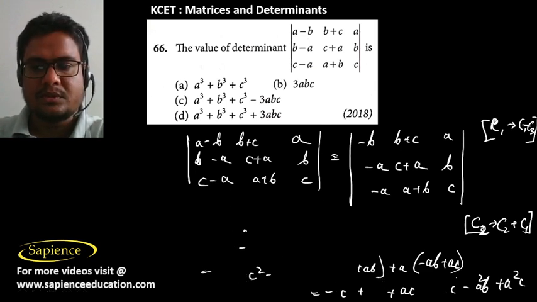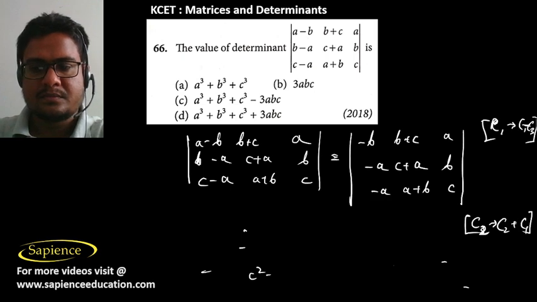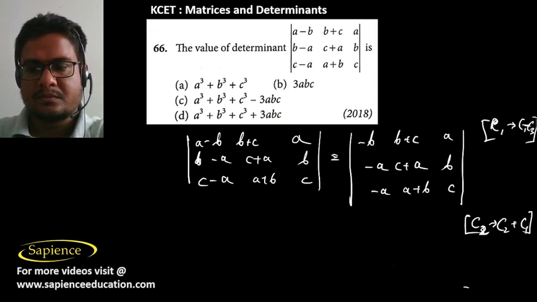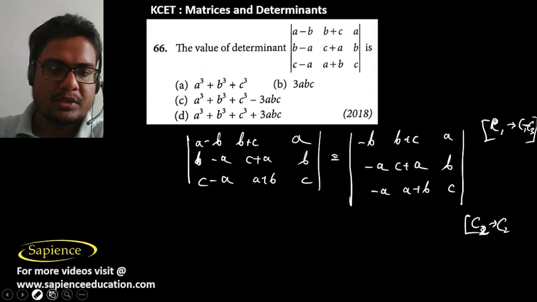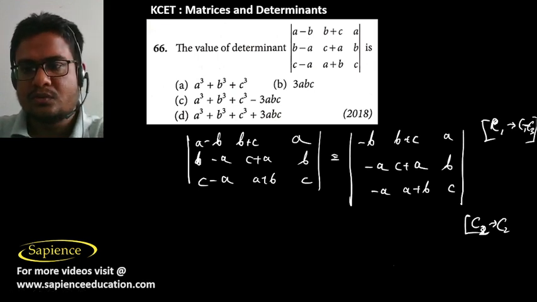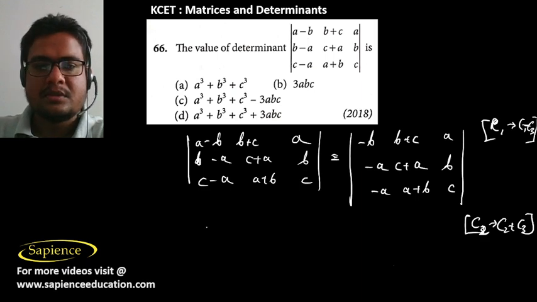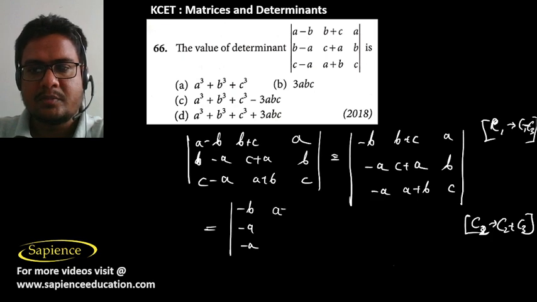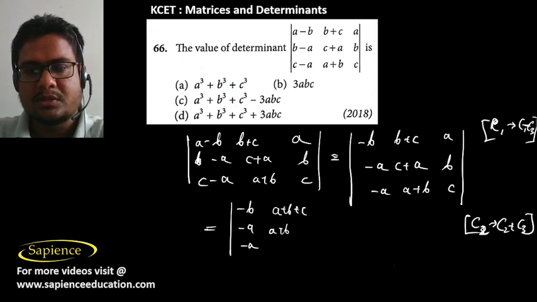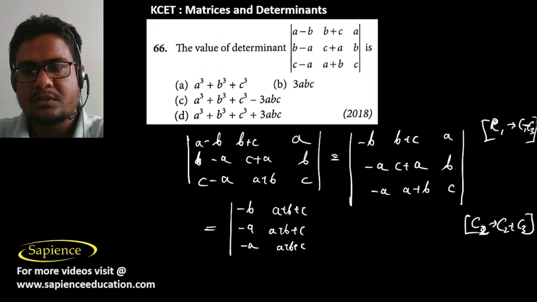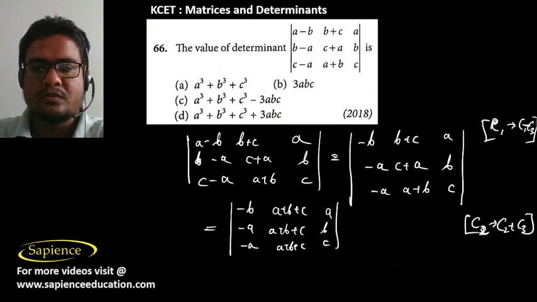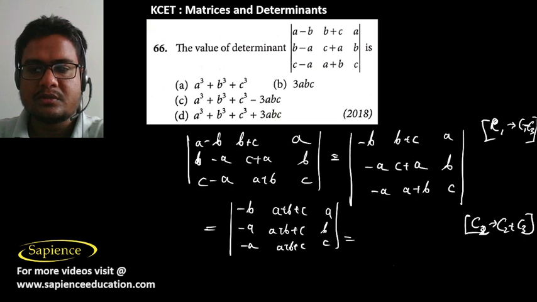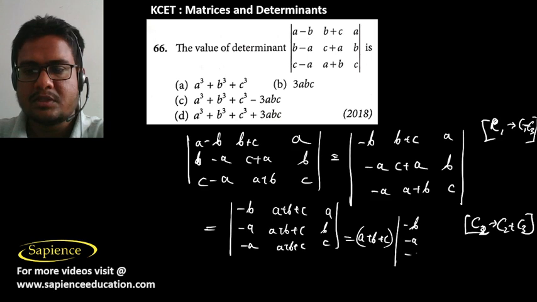Sorry, here we can do something. We can apply the column operation C2 goes to C2 plus C3. Then we will have the determinant of minus b, minus a plus b plus c, a plus b plus c, a plus b plus c, a, b, c. So from the second column, we can take a plus b plus c as common. A plus b plus c into the determinant of minus b, minus a, 1, 1, a, b, c.